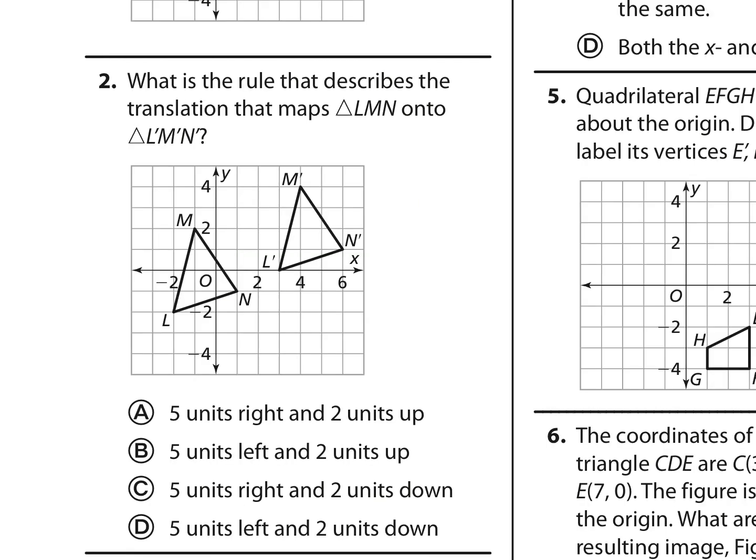All right, number 2, what's the rule that describes the translation that maps triangle LMN onto L prime, M prime, N prime? So we're going from this original triangle LMN to the new one. We need to figure out what's happening.